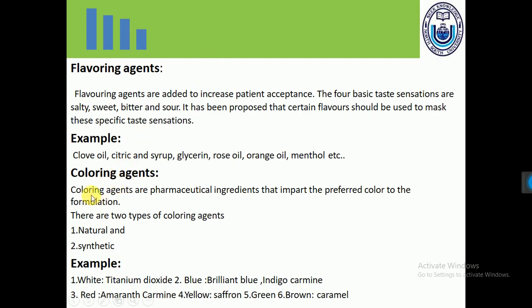Coloring agents are pharmaceutical ingredients that impart the preferred color to the formulations. Why do we impart color to various formulations? It is used for aesthetic purposes. There are two types of coloring agents: the first is natural and the second is synthetic. For example, white is titanium dioxide, blue is brilliant blue or indigo carmine, the red one is amaranth or carmine, the fourth one is yellow, saffron, the fifth one is green, and the sixth one is brown, caramel. These are different types of coloring agents available in the pharmaceutical industry, and which one you use depends on the type of formulation you like.